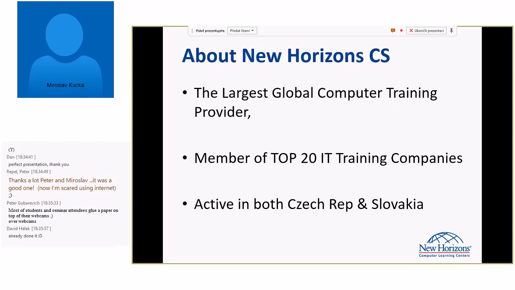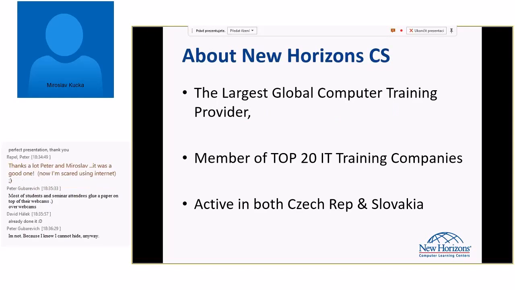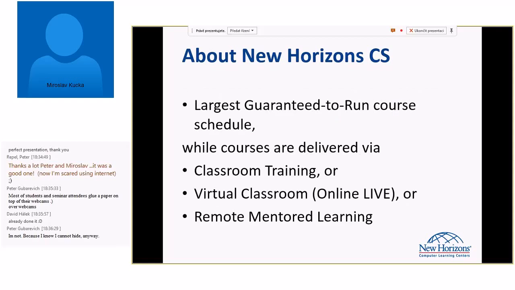First, New Horizons is the largest global computer training provider. We are a seventh year in a row member of the top 20 training companies, and the New Horizons Czech and Slovak branch is active in both the Czech Republic and Slovakia. What makes us different from our competitors is that we provide the largest guarantee to run course schedules, while our courses are delivered in different ways.